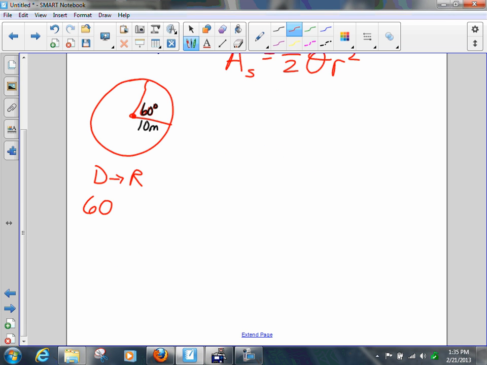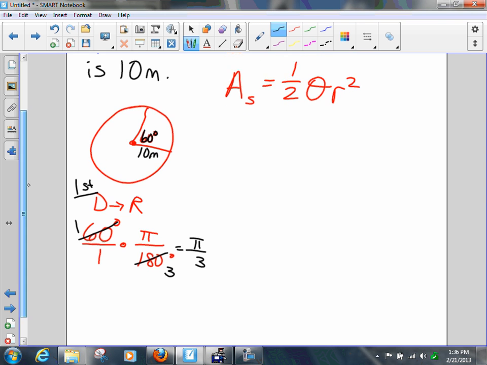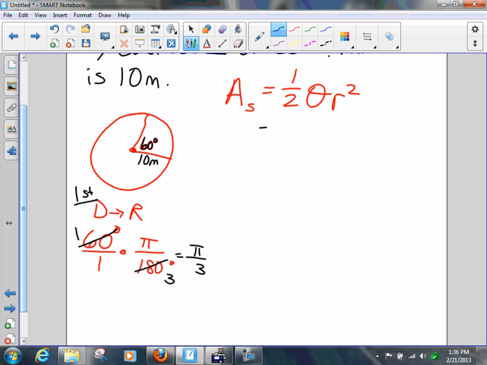Now, 60 degrees times pi over 180 degrees. Some of you should not have to do this. You ought to know that that's pi over 3. But you do have to convert it first. And it's good to have it in your notes because it's just going to be a reminder that it's in degrees. You can't put that in there. But I can put pi over 3.